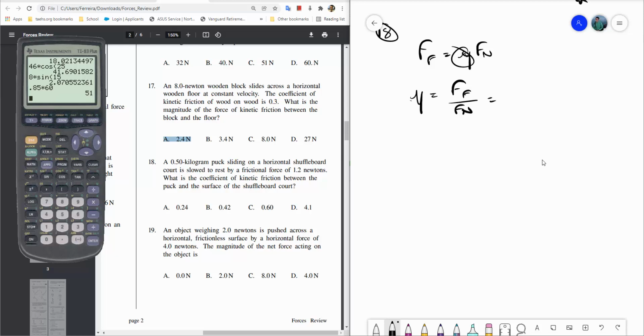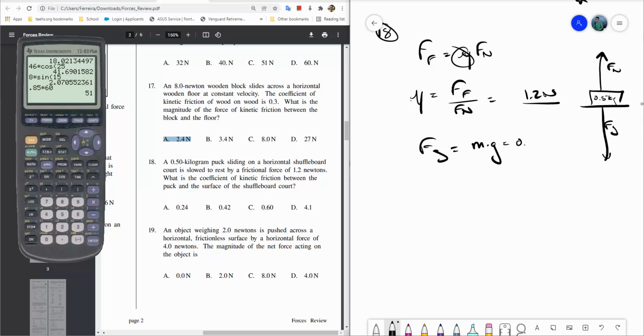Force of friction was provided to you. It's 1.2 newtons. And the normal force you can find by the information provided. So you have a puck that's 0.5 kilograms. Gravity is essentially going to be equal to the normal force pushing up. To find gravity, you can use this equation. The force of gravity is equal to mass times gravity.